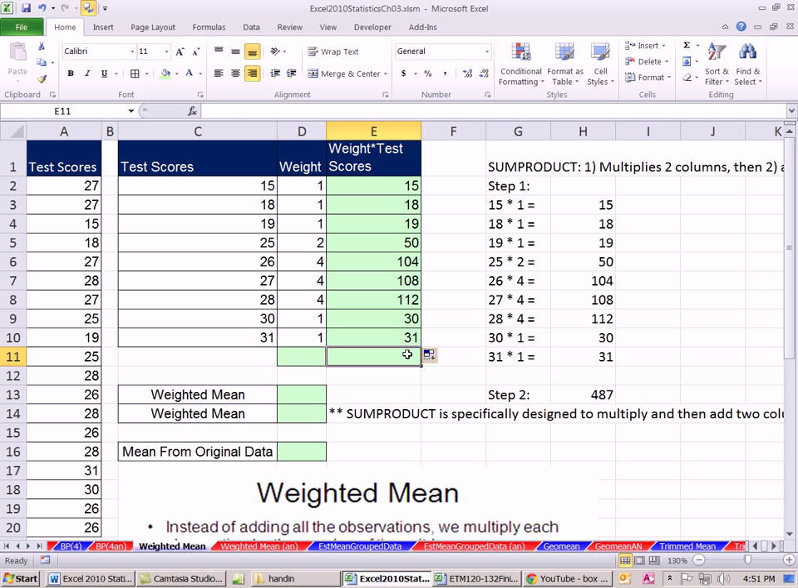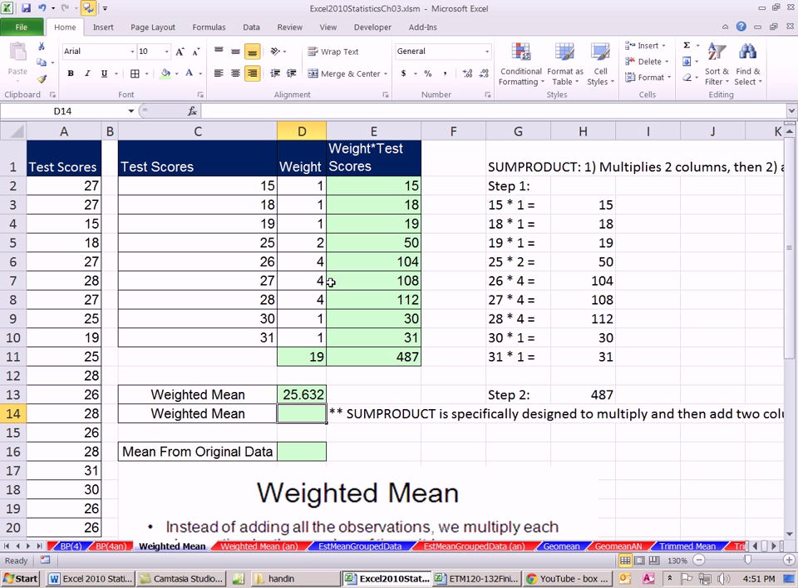And then we add them all up. Alt equals. 487. And now we have to add up all the weights. Alt equals. And now we can calculate the total. Add them all up. Divide by the count.